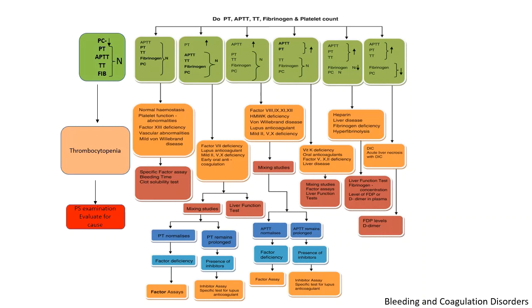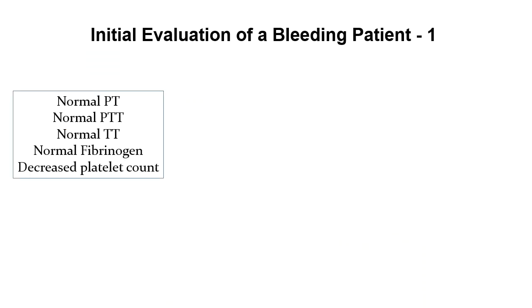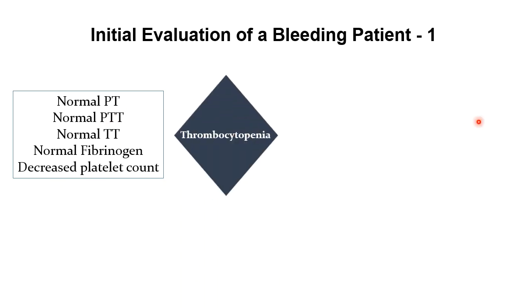So coming to the various permutations and combinations which can happen looking at the screening coagulogram. The first scenario is where you have a normal PT, a normal APTT, a normal TT, normal fibrinogen, and a reduced platelet count. So that is thrombocytopenia. So what do we do next?